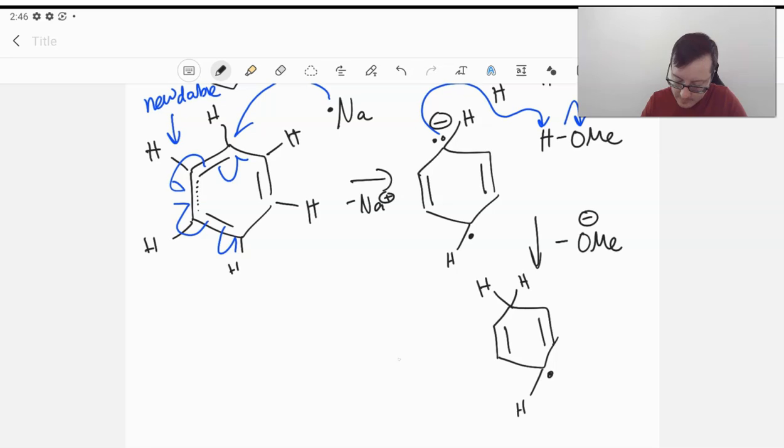So, process repeats itself. Here comes a sodium atom. It's going to go ahead and donate its electron, singular, onto that position.